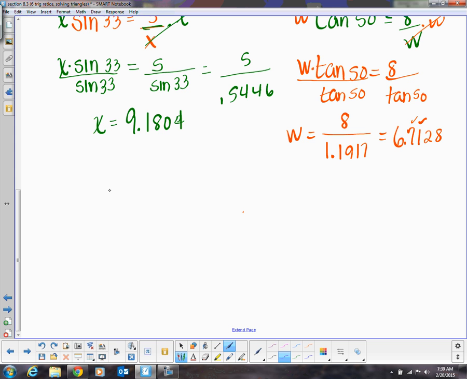So what if we have cosine 93 is equal to 10 over m? That's your turn. You do it.